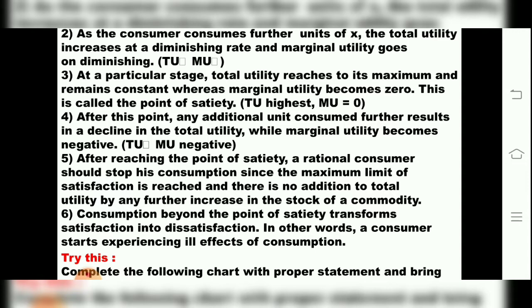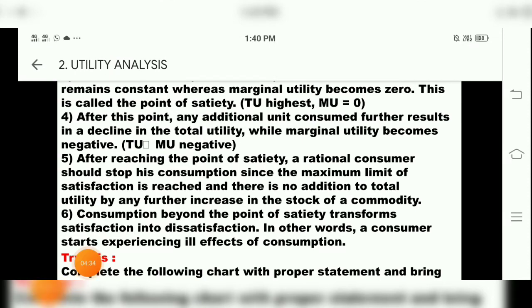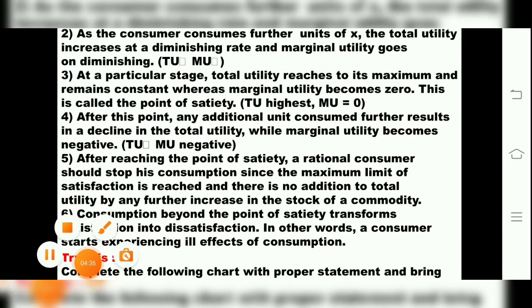Then after this point, if additional units are consumed, the result is a decline in total utility, while marginal utility becomes negative. When units are consumed again, total utility declines, but marginal utility becomes negative. We will see this from the table. Wait one minute, children, we will go back to the table.